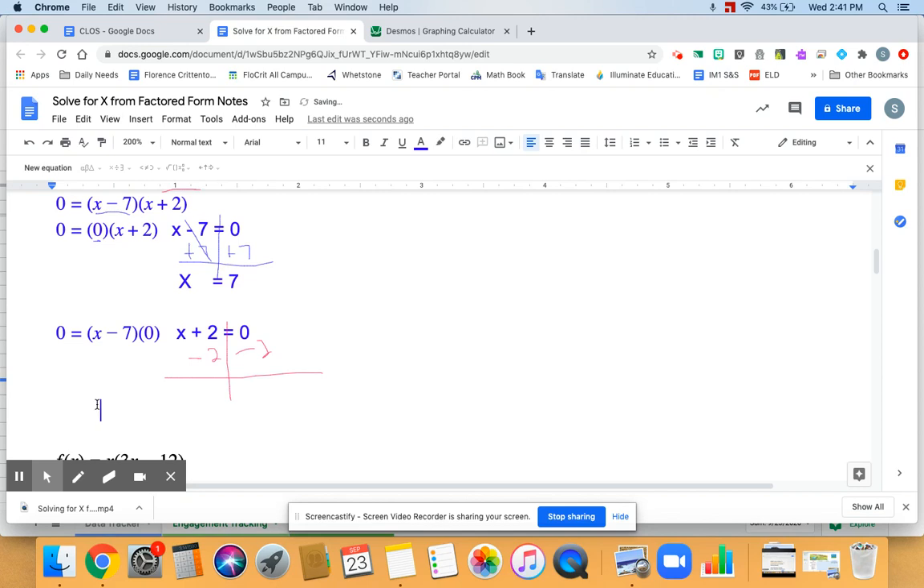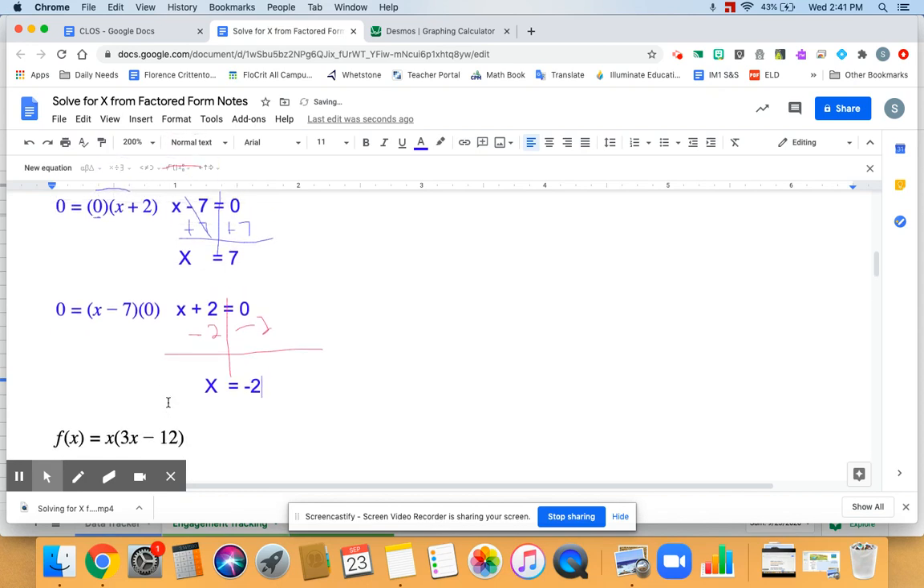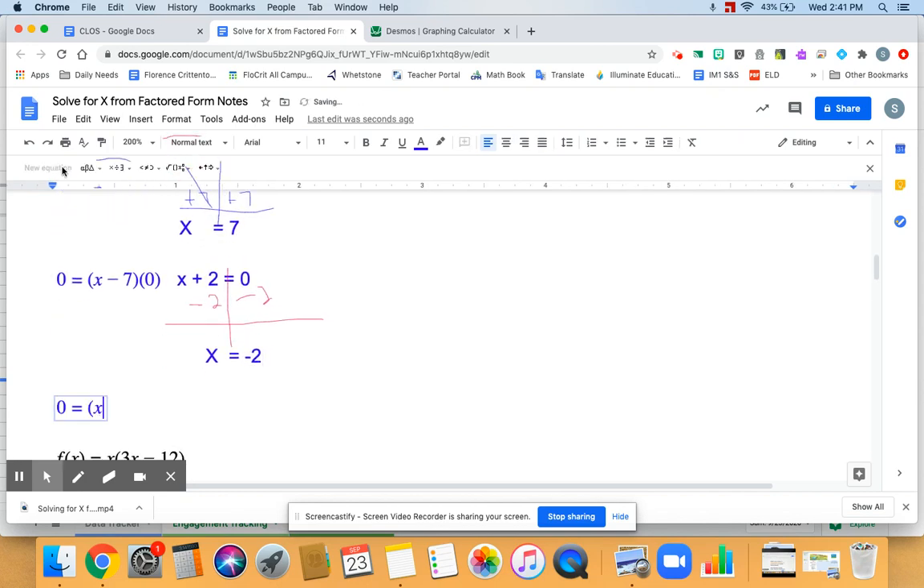So that I'm left with an answer that x equals 0 minus 2 is -2. So then that's my second answer. 0 equals x minus 7 and x plus 2.